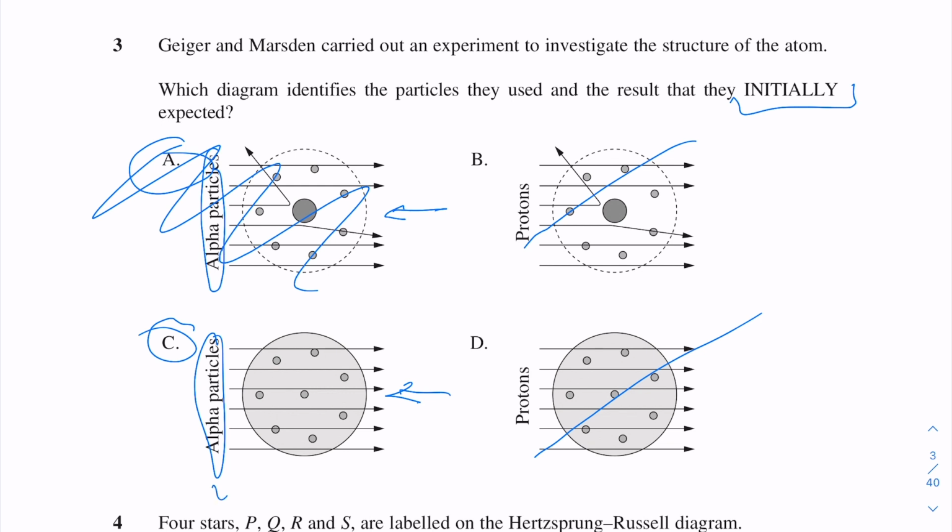So they used alpha particles, so these two are right. However, the result they initially expected was that all the particles would go through. Whereas what actually happened is that some deflected slightly, like this one, and some deflected more than 90 degrees and came back towards them.